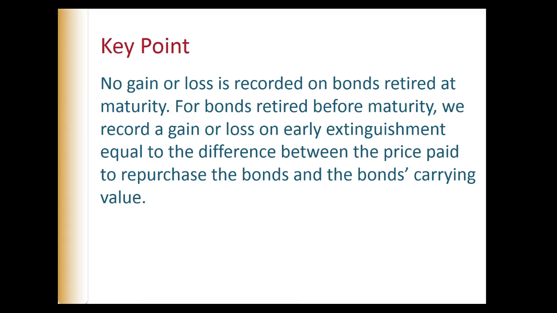No gain or loss is recorded when bonds are retired at maturity under normal circumstances. For bonds that get retired before maturity, we will record a gain or loss on early extinguishment equal to the difference between what we're paying for the bonds to repurchase them and the bonds' carrying value.